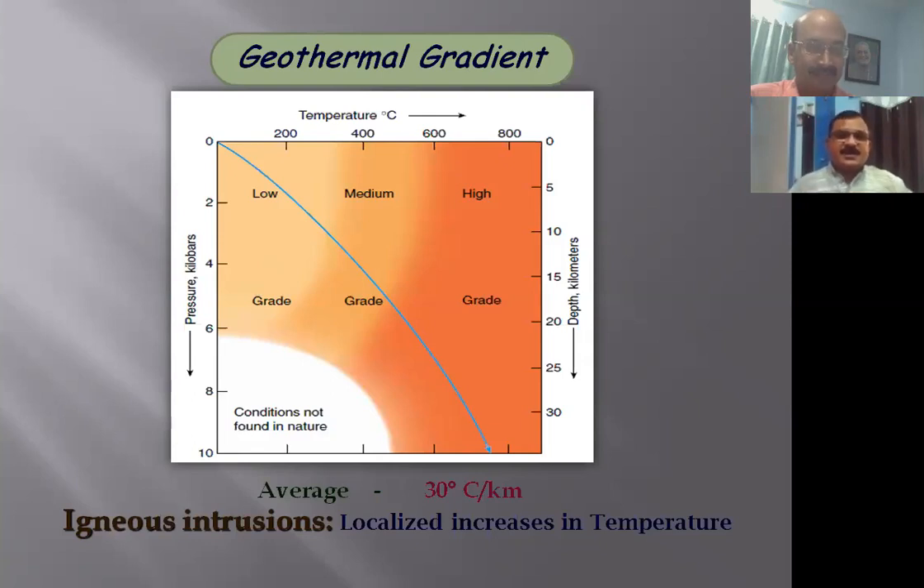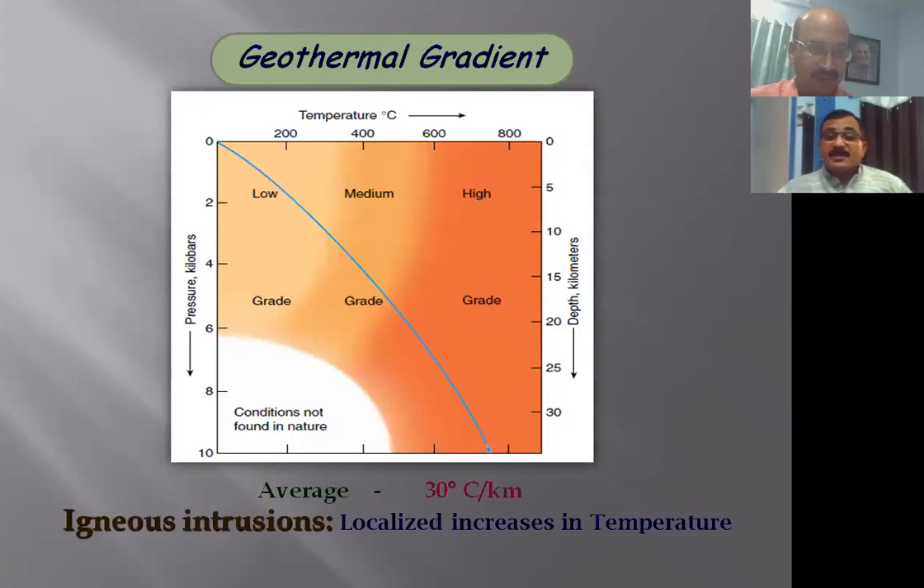If you see in this figure, here it is temperature, here it is pressure, and here it is depth. Near the surface, the temperature is very low, but as we go deep inside the earth, the temperature is gradually increasing along with depth. This increase in temperature with depth is known as the geothermal gradient. In a normal crust, temperature increases by around 30 degrees centigrade per kilometer. This is the average geothermal gradient of the earth.